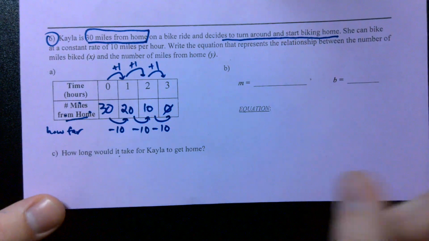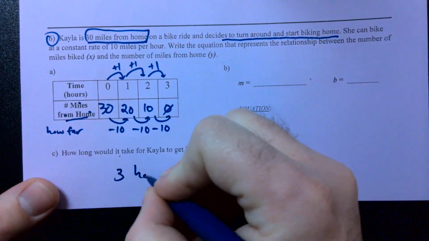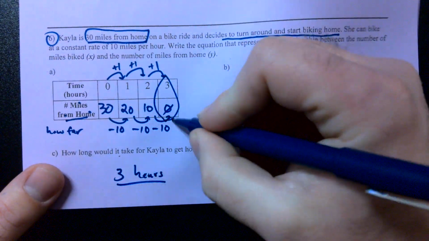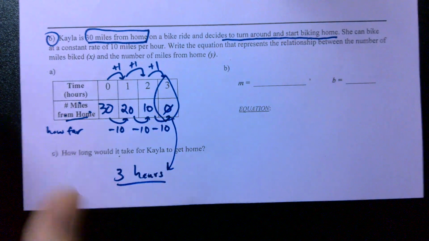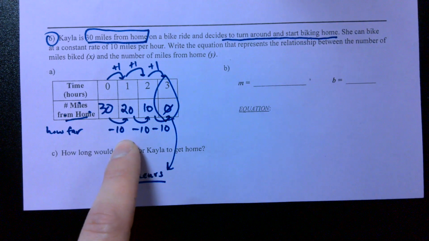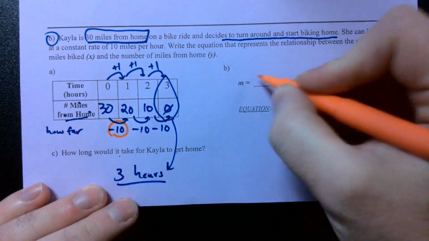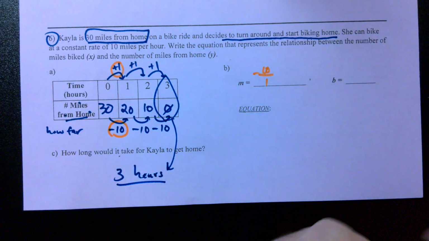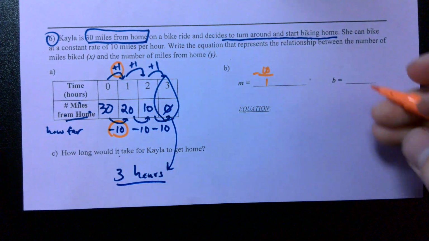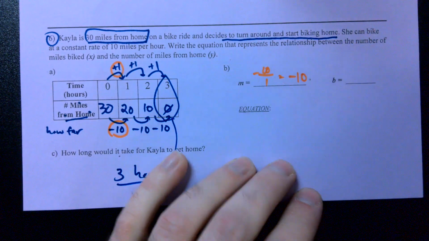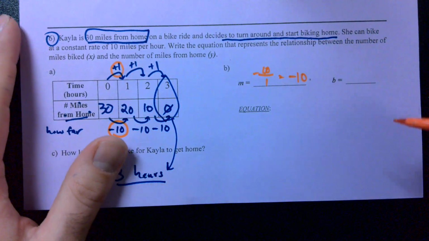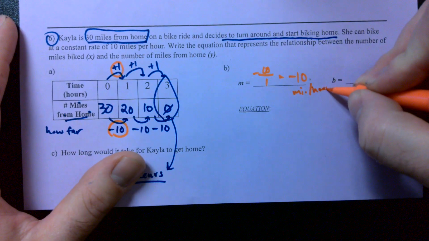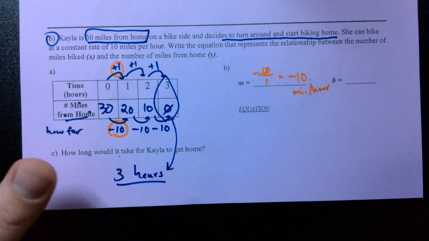So real quickly, part C says, how long would it take for Kayla to get home? Well, based on my table, how long did it take her? 3 hours. Right? That's just this guy right here. So if I want to find my M, I've got to take this bottom number and put it over this top number. What's negative 10 over 1? Just negative 10. What are my units on this negative 10? Miles per hour.